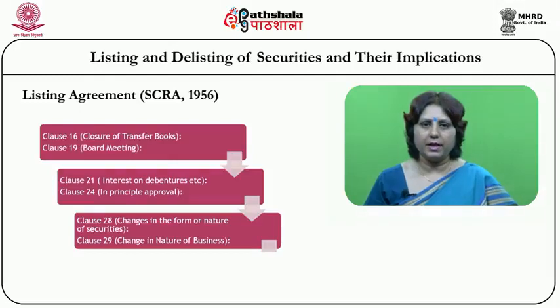Under clause 28, if there is any change in the form or nature or the character of the business of the company, then 21 days notice should be given to the stock exchange. Clause 29 says that a prompt notice has to be given to the stock exchange if there has been any change in the nature of the business, and if there is any change in the nature of the securities under clause 28, then also 21 days notice has to be given.